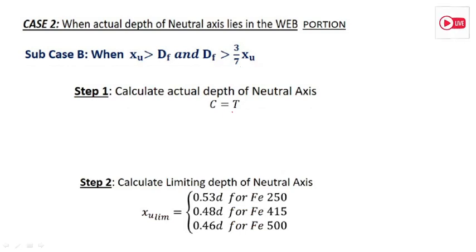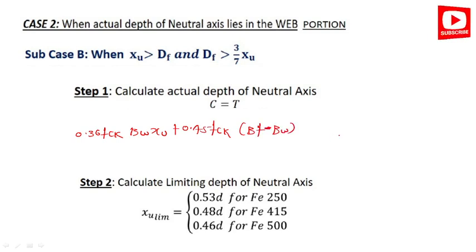The first step is compression equals tension, so that we have to calculate the neutral axis. Now what is the formula? Same as here, what you have written here: 0.36 fck bw xu plus 0.45 fck (bf minus bw), and in Df, instead of Df you have to write yf, equals 0.87 fy Ast. Only this might be the change.